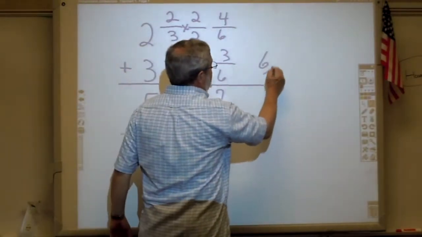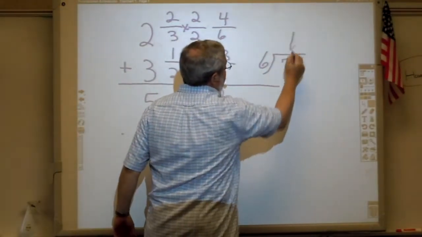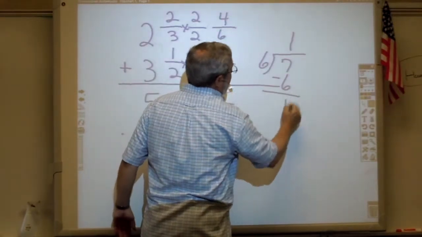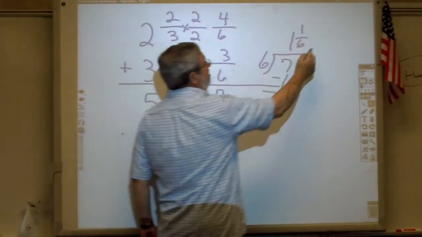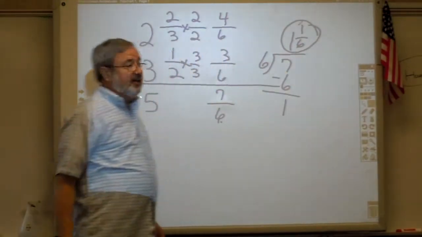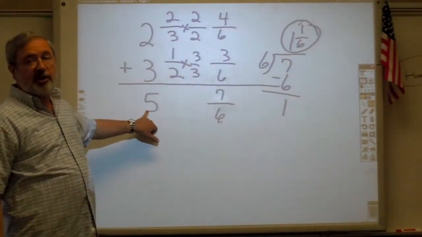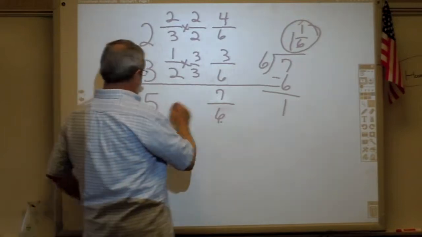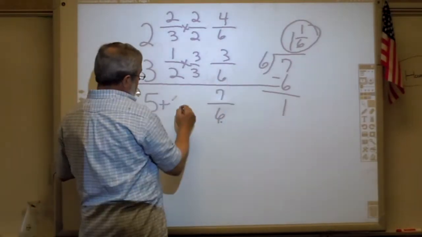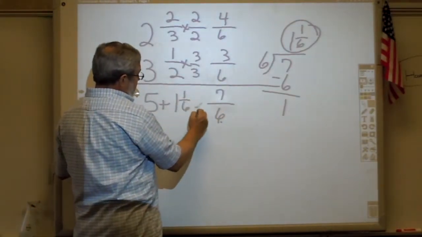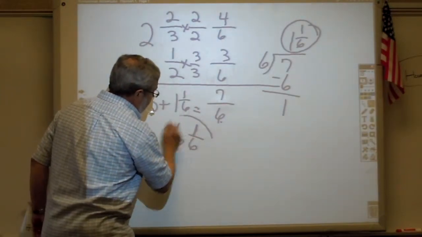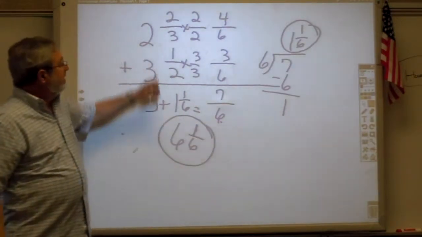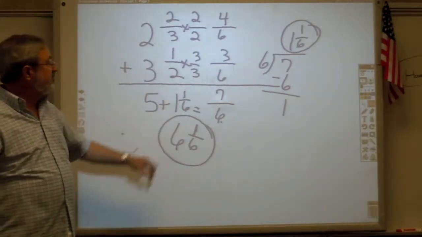I have to change that. Cannot leave it in that form. If I do that, 7 over 6 will turn into 1 and 1/6. Now I need to go back and add my whole number of 5 to that. So if I add 5 plus 1 and 1/6, then my final answer will be 6 and 1/6. That's what this one should look like, 6 and 1/6.